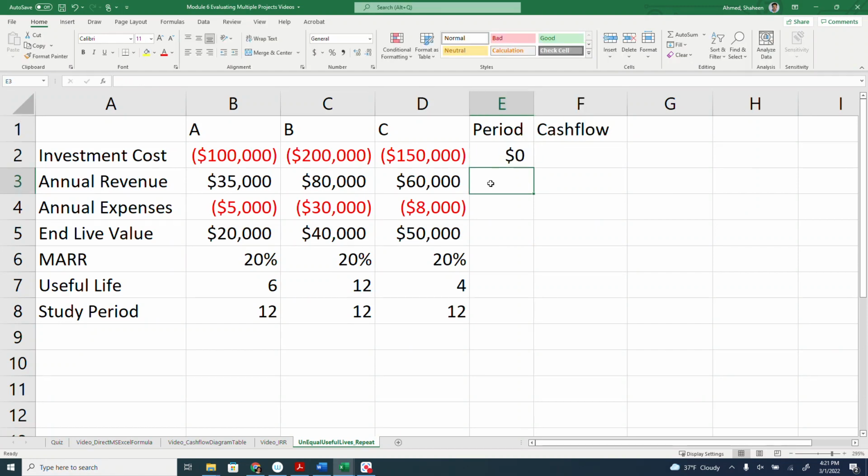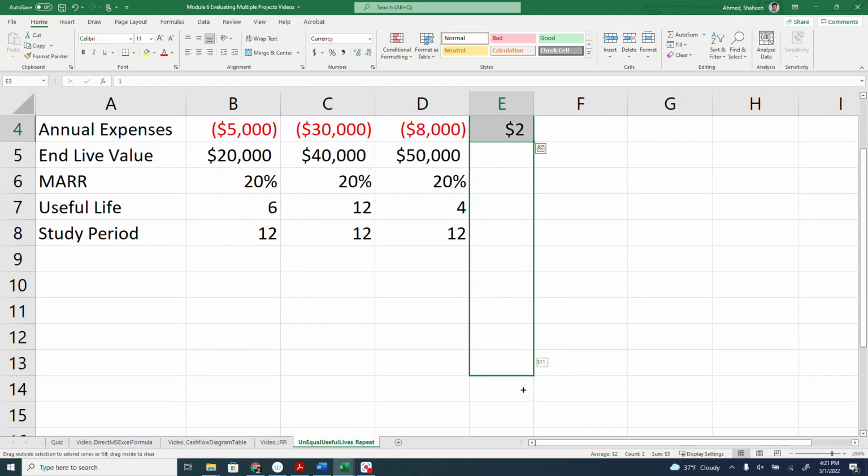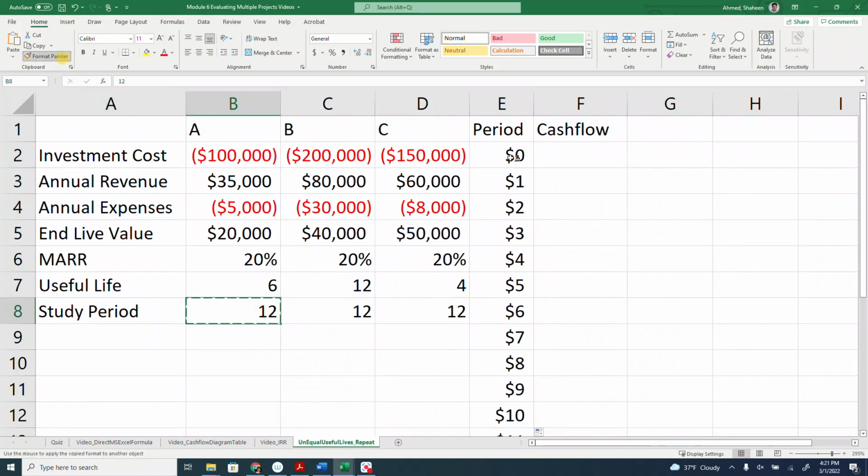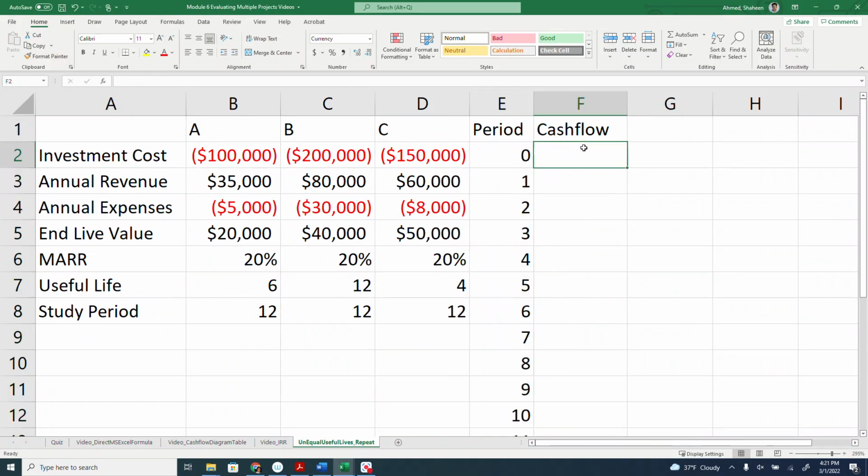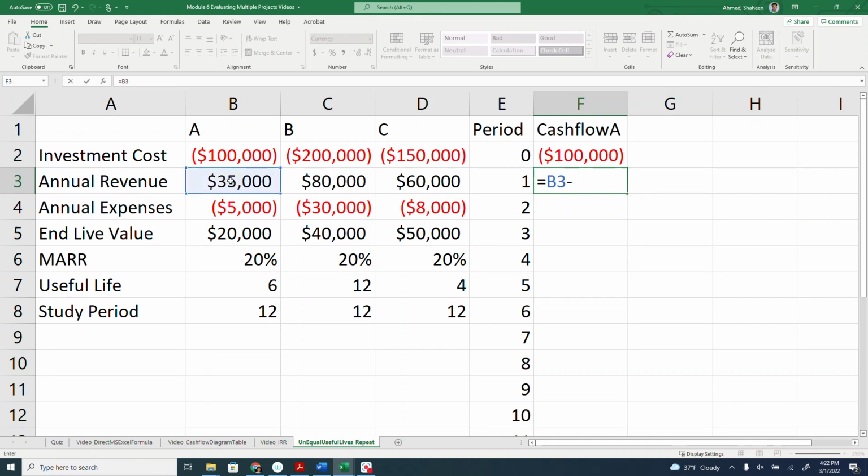So we'll have to basically repeat these for 12 years. Excel is pretty smart. It's making everything dollars. It knows I'm talking about money. So for the cash flow, in the first year you're going to invest $100,000 for project A, and then we are generating an annual cash flow of this minus these. I'm going to be freezing both of them. So this plus this is already negative, so it's going to be plus.